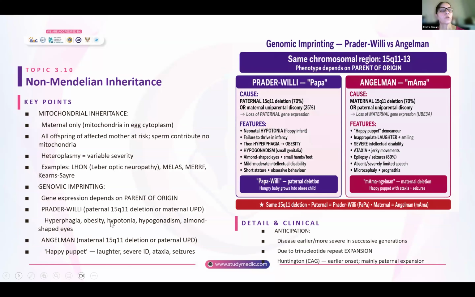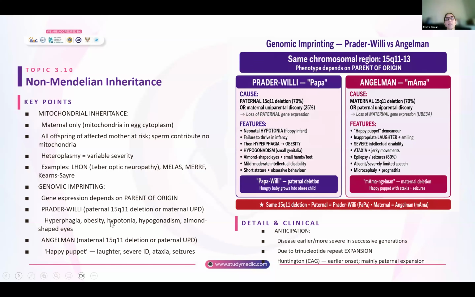Now coming to non-Mendelian inheritance patterns. So here you have mitochondrial inheritance, genomic imprinting and anticipation. Mitochondrial inheritance, we already saw, is transmitted only from the mother because the mitochondria in the sperm are all destroyed. All offspring of the affected mother are at risk because there is no contribution from the sperm to the mitochondria.